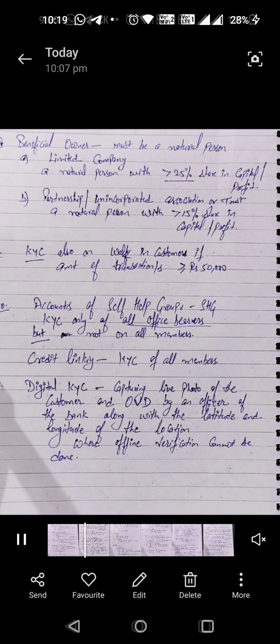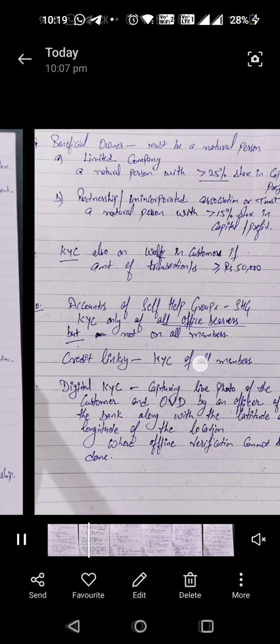Then RBI has introduced digital KYC, that is capturing a live photo of the customer and OVD by an officer of the bank, along with the latitude and longitude of the location, where offline verification cannot be done. Remember, this digital KYC is done by an officer of the bank. It's not like anyone can do it. It's only the officer of the bank who can do this verification.